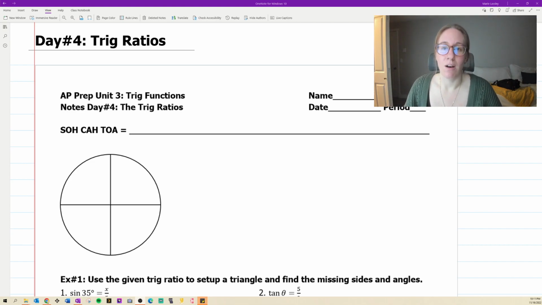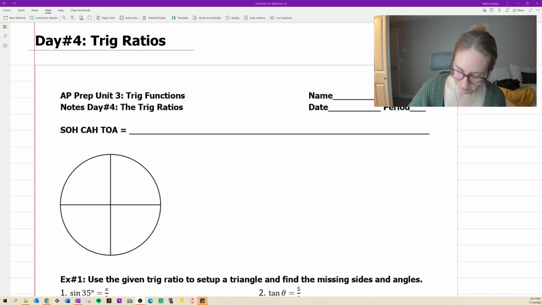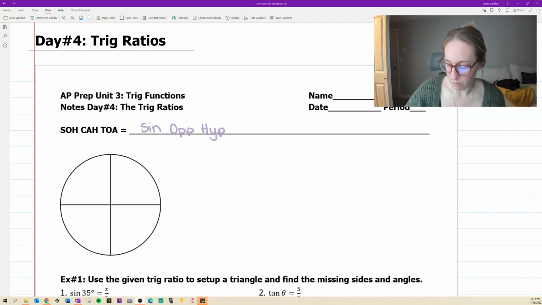All right, so first off, we're going to do our 3 basic trig functions. Most of you should know SOHCAHTOA. That's generally how it's taught in geometry classes, and this stands for sine, which is opposite over hypotenuse, cosine, which is adjacent over hypotenuse, and then tangent, which is opposite over adjacent.